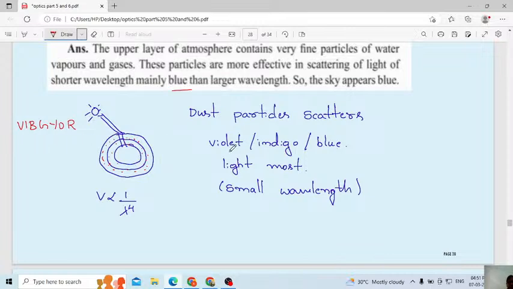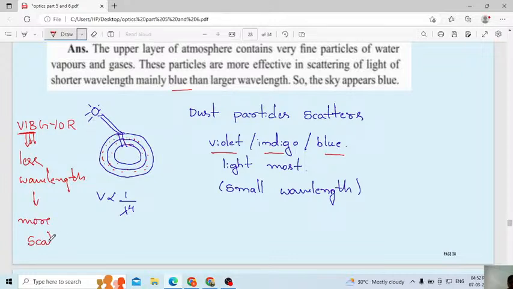Here you can observe violet, indigo, blue. These three colors, violet, indigo, blue, the first three colors, because of the shorter wavelength, they will scatter more. Because of Rayleigh's law, those having less wavelength scatter more. Correct? According to this formula, the first three colors like violet, indigo, blue, because of the less wavelength, will get scattered. The scattering will be more.